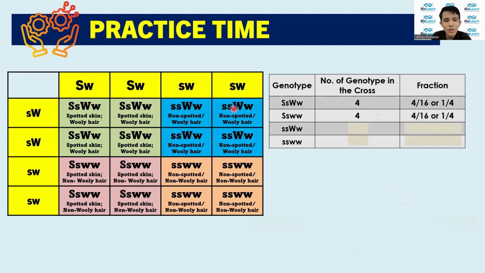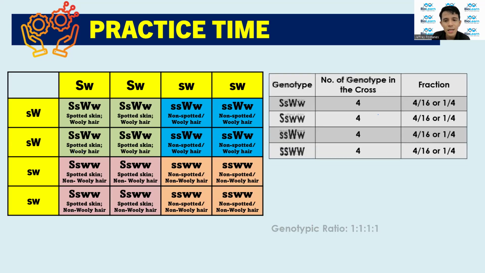Next, homozygous recessive S, heterozygous W, that's 4 over 16 or 1/4. And then this one, homozygous recessive S and W, that's also 4 over 16 or 1/4. Therefore, the genotypic ratio is 1 is to 1 is to 1 is to 1.